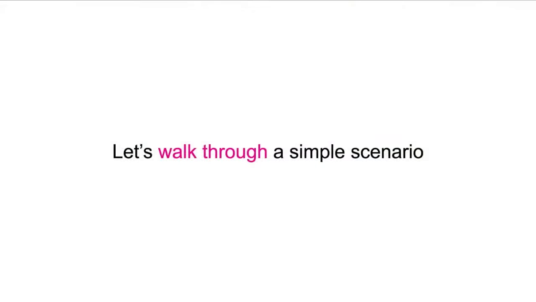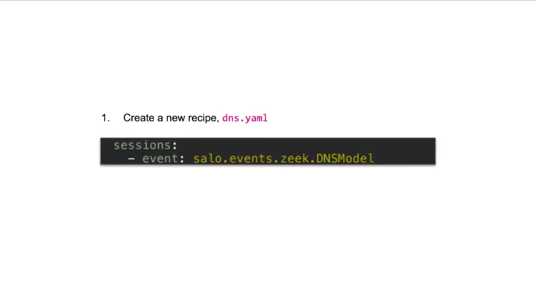So before we get really deep into everything, let's go ahead and walk through a really, really simple scenario so you can wrap your head around what we're talking about today. So we're going to start with generating just a new file called dns.yaml. And this is our recipe. We'll go into what that is a little bit more later.